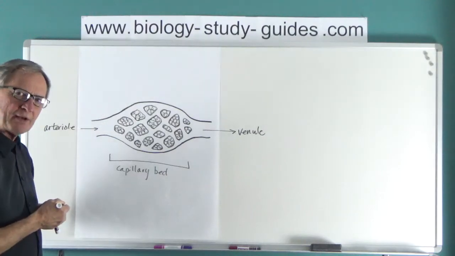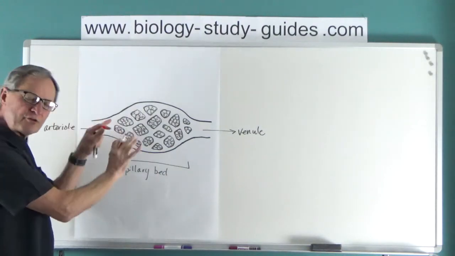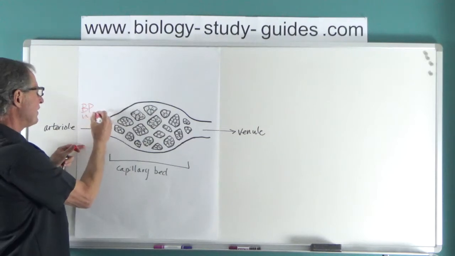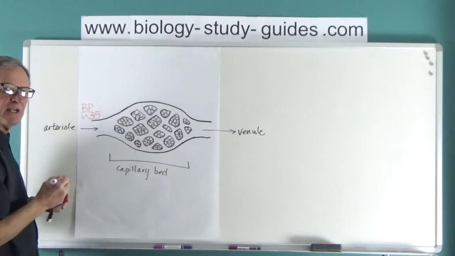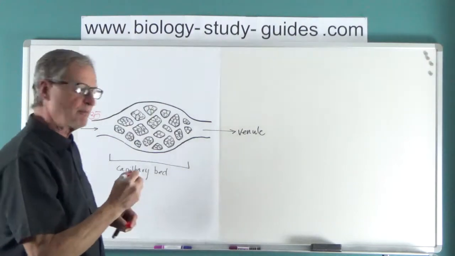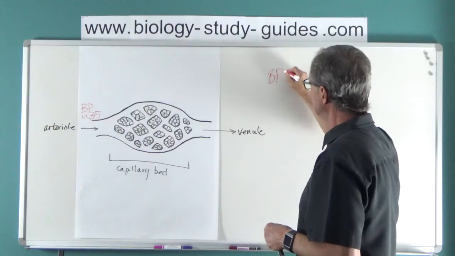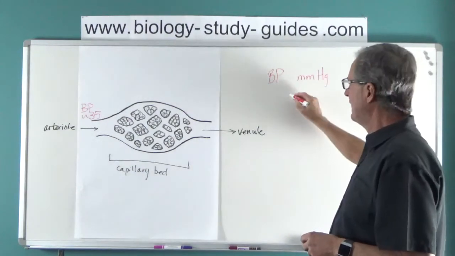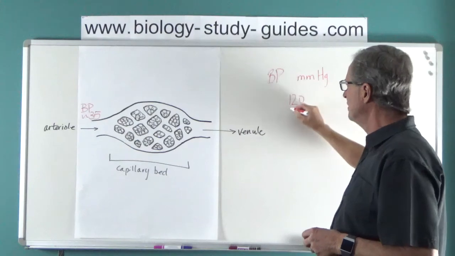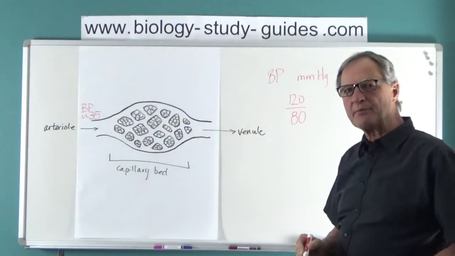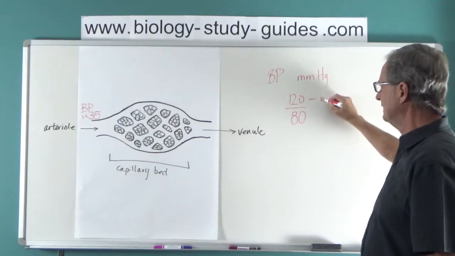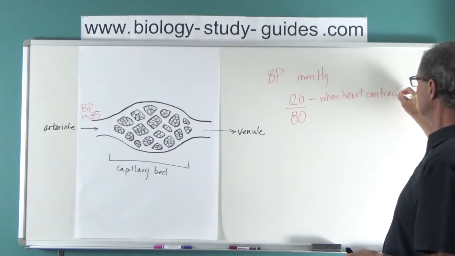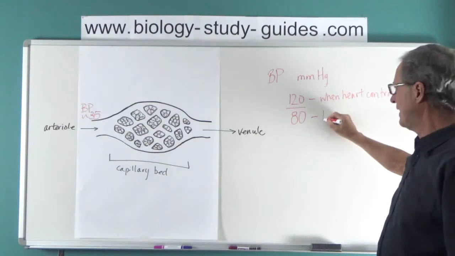It's important to remember blood pressure, and as blood gets further and further away from the heart, blood pressure continues to decrease. The blood pressure on this end is somewhere around 35. Blood pressure is measured in a unit called millimeters of mercury. It's an old unit for pressure, and normal blood pressure, they say, is 120/80. That's an average normal blood pressure. This is the pressure when the heart is contracting. This is when it's between contractions.